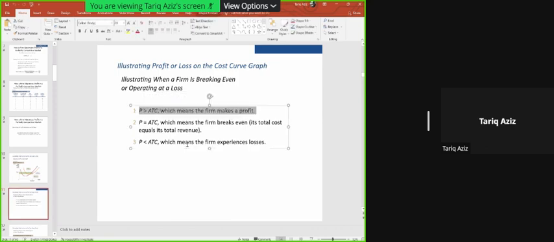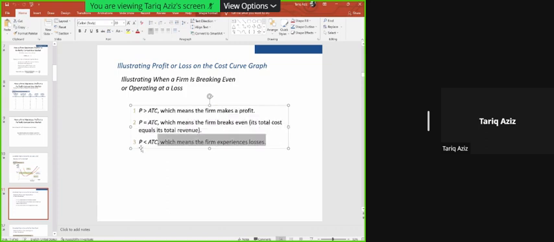So if P is more than ATC, where P is price and average total cost is the average cost per unit, that is, if the firm is able to produce at a cost which is lesser than the price of that product in the market, this will generate profit for the firm. And if the firm is able to produce at a cost which is just equal to the price, in that case the firm will just break even. It will neither make profit nor make loss.